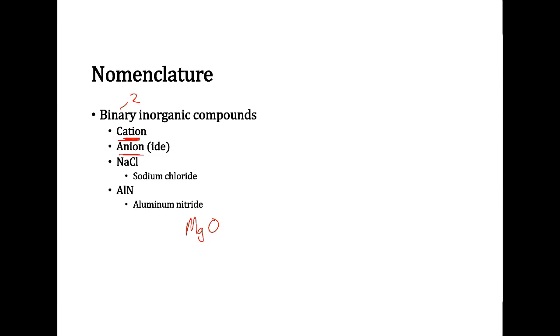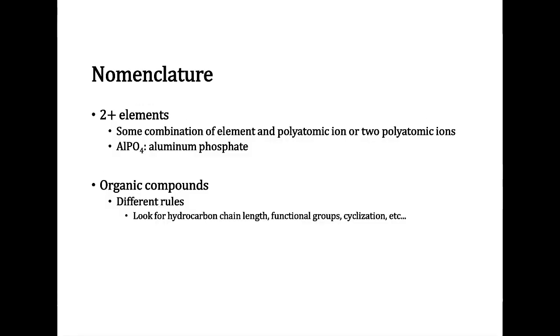Okay, so let's go ahead and look at a slightly more difficult case. This will be whenever you start to combine an element and a polyatomic ion or two polyatomic ions. So this is whenever you have more than two elements. You're going to follow the exact same format, except this time whenever you start to name the anion, if it's a polyatomic ion, you don't drop the ending and add "ide."